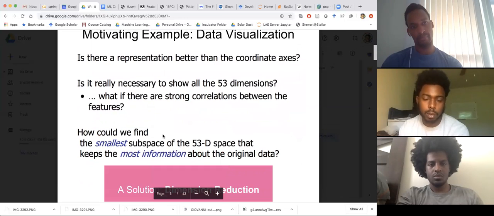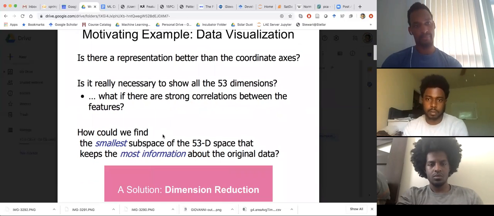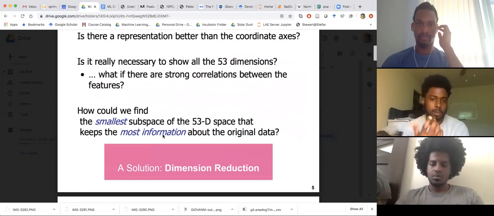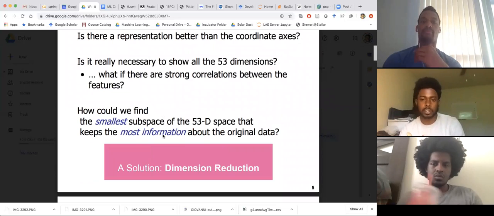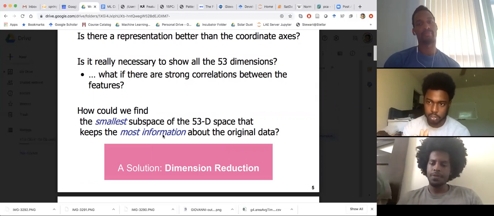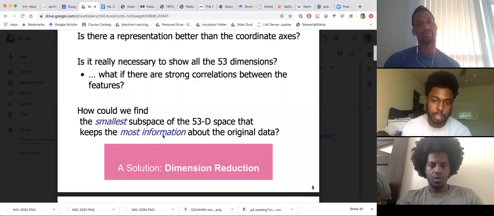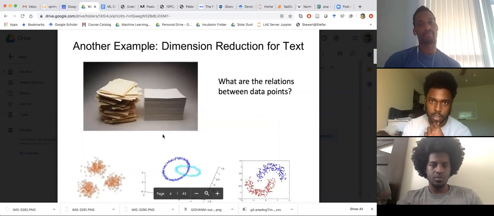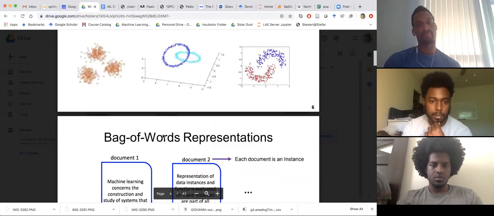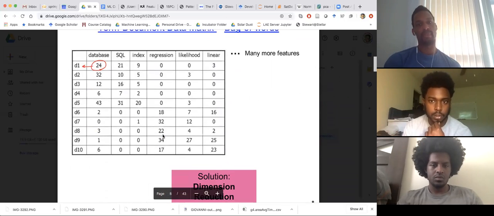So is there a better way to represent this than just 53 different coordinate axes? Do we need all 53 dimensions? Can we do some type of subspace that captures the most information? And this is the idea behind dimension reduction. So we're going to take these 53 different features and squish it into something more useful, that gets the most information, but in much less data. This is an example. I'm not exactly sure what's going on here, so we're going to keep going.